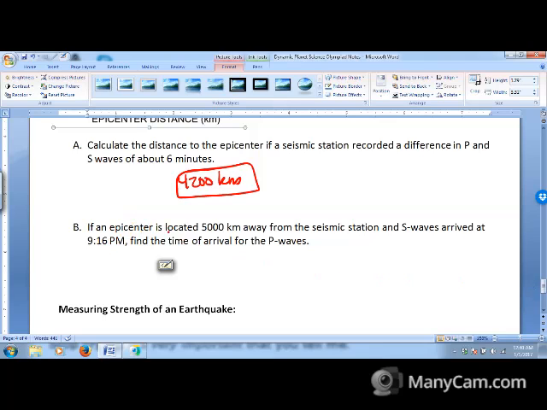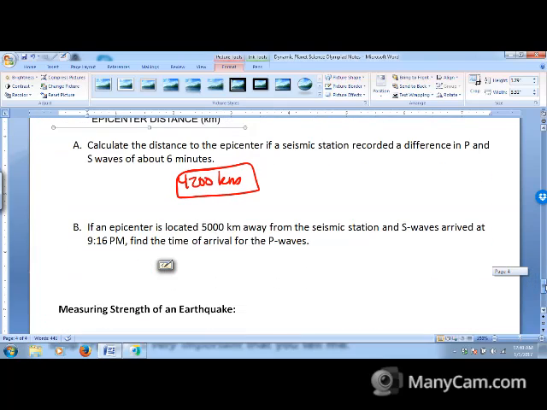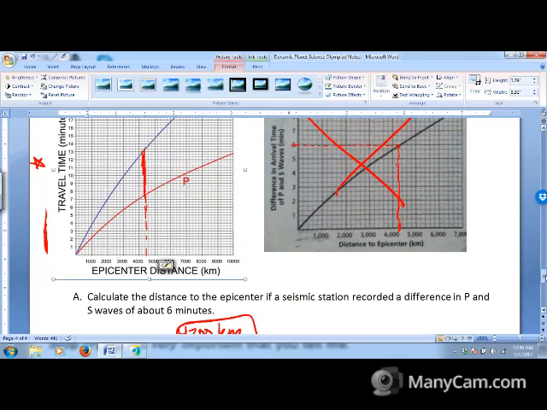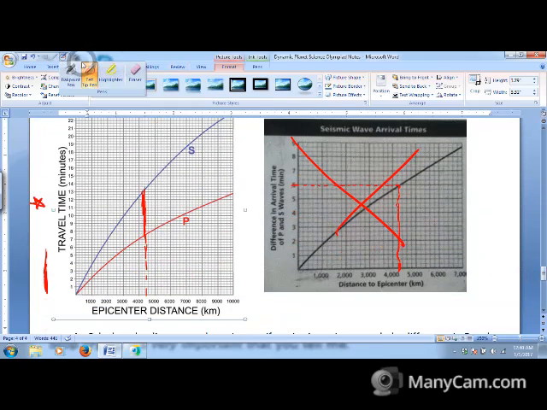Part B. If an epicenter is located 5,000 kilometers away from the seismic station and S waves arrived at 9:16 p.m., find the time of arrival for the P waves. Okay, so this is one where you cannot use this graph. It's not going to tell you P and S waves separately. So we know that the epicenter is located 5,000 kilometers away. So I'm going to go ahead and denote that. Okay, so 5,000 kilometers away is about right here.